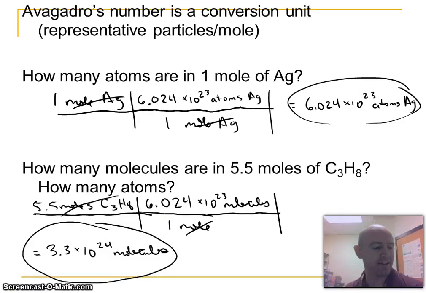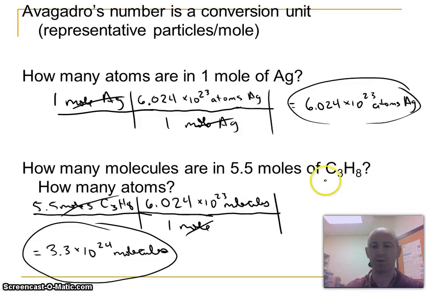All right, and the second part of the question asks about atoms. You will have questions like this on quizzes and tests where they give you a compound, something that has more than one atom strung together, and ask you about how many atoms. Well, Avogadro's number is good for the number of representative particles in a particular substance. The representative particle for C3H8, like we said, is the molecule. To get to atoms, I have to do one more conversion.